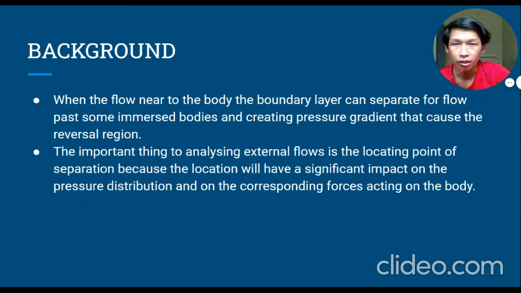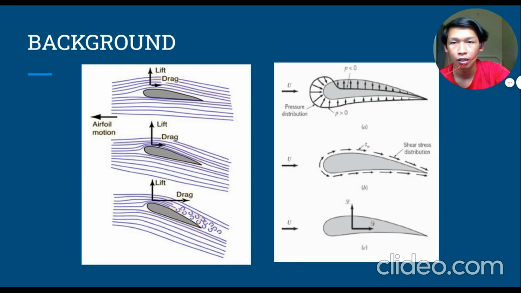When the flow is near the body, the boundary layer can separate for flow past some immersed body, creating a pressure gradient that can cause a reversal region. The important thing to analyze in external flow is locating the point of separation, because the location will have a significant impact on the pressure distribution and on the corresponding force acting on the body. This figure is showing us the concept of lift and drag force.